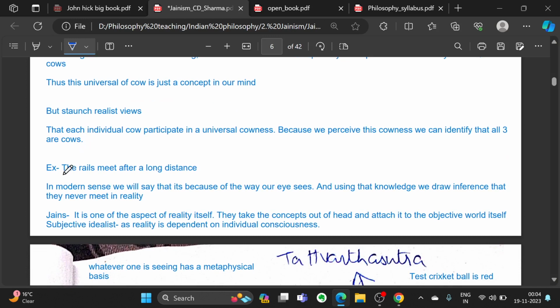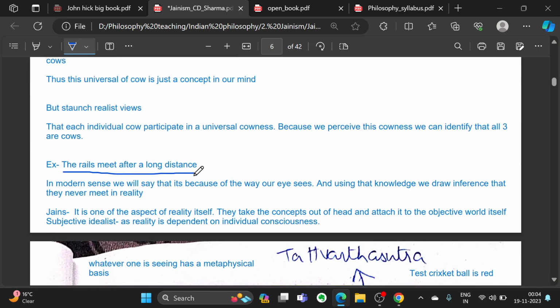Okay, now we will see another example, the rails. When you stand at a track, you see that the two rails seem to be meeting or converging after a large distance, right? But you know that they are not actually converging. They are always parallel. It's just the way our eyes function that we see them to be converging. And how can we prove that they are not converging? It's simple. We will just go 2 kilometers ahead.